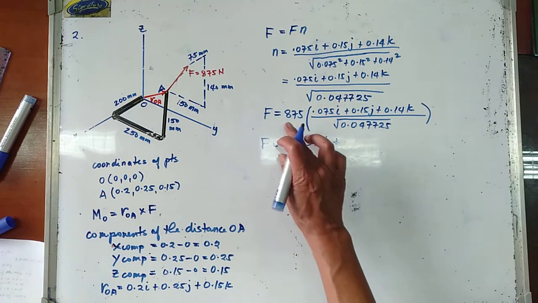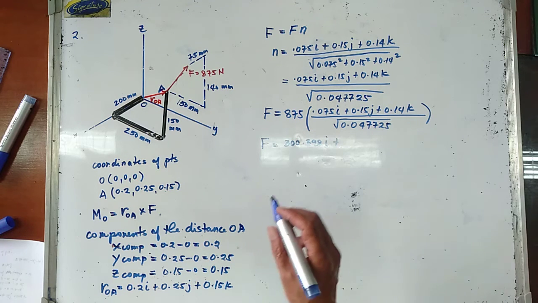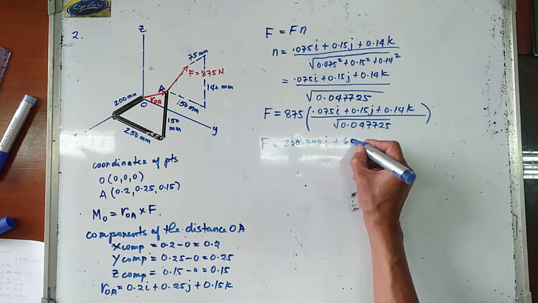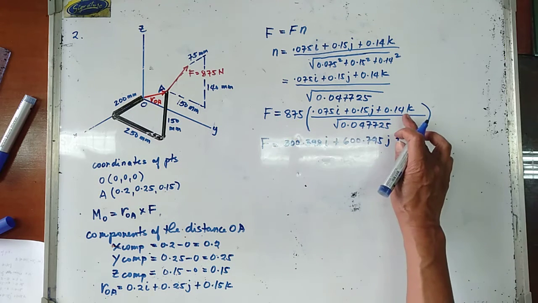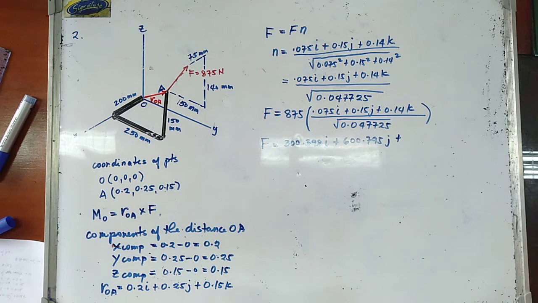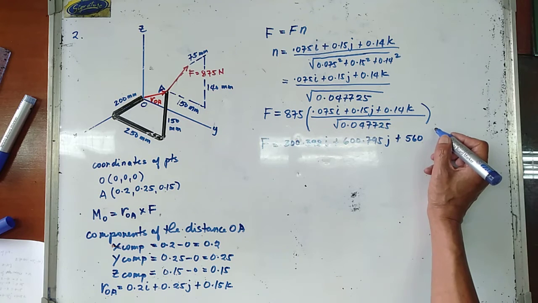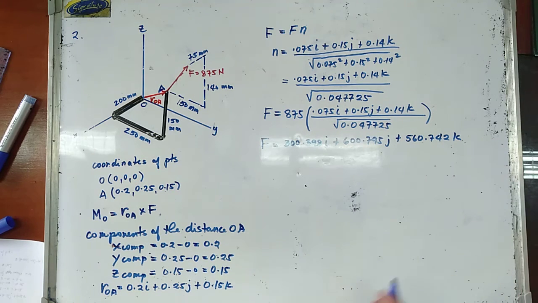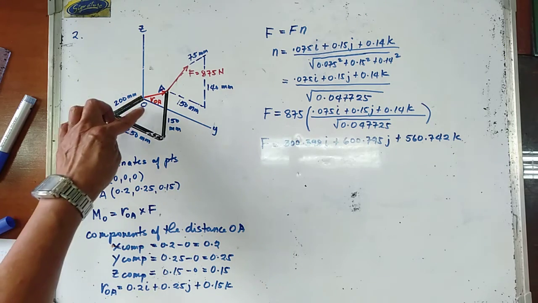Plus 875 by 0.15 all over the square root of 0.047725 is 600.795j, plus 875 by 0.14 all over the square root of 0.047725 is 560.742k. So let us now evaluate the moment of this vector about point O.